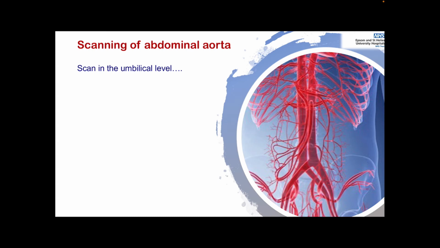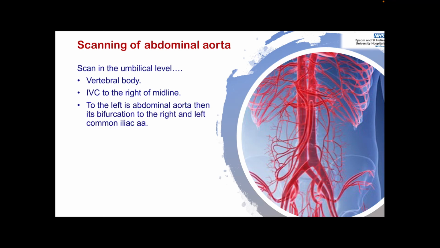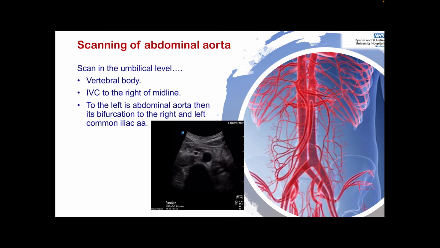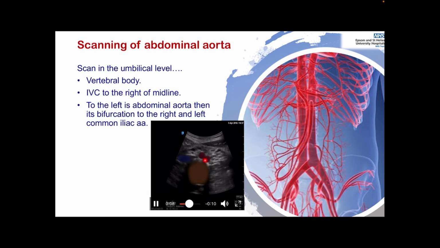We will put the marker on the right side of the patient, on the transverse level, scan and find the vertebral body, inferior vena cava to the right of the midline, and to the left is the abdominal aorta, then its bifurcation to the right and left common iliac arteries. So we can see here, this is the abdominal aorta and this is the vertebral body. You can see the abdominal aorta is bifurcating to the right and left common iliac arteries.